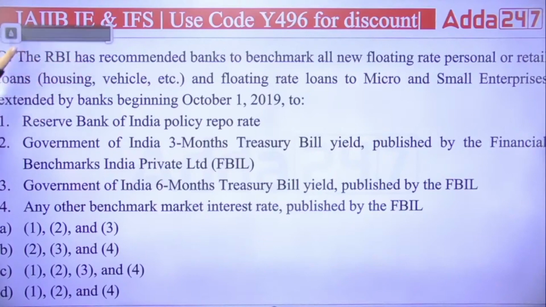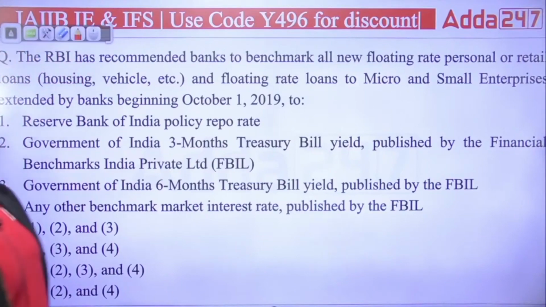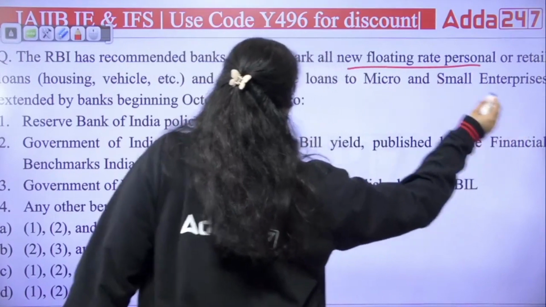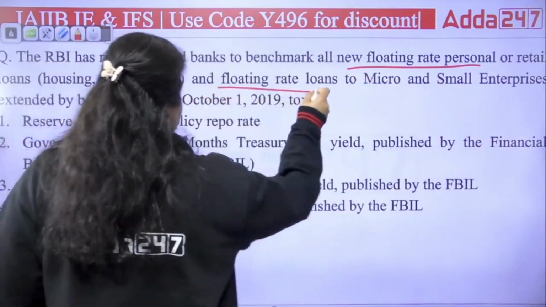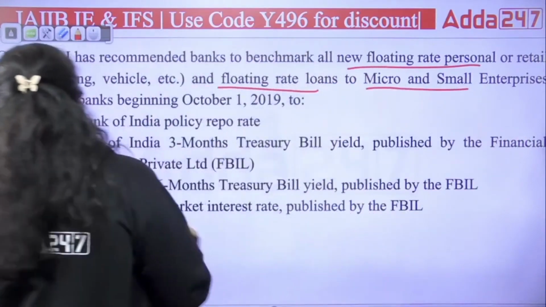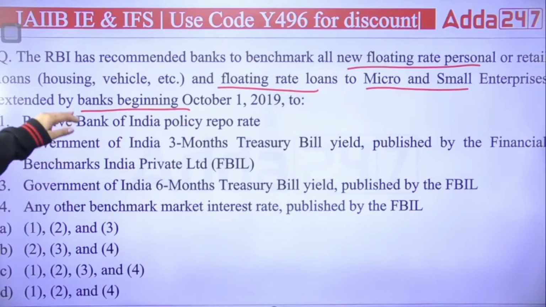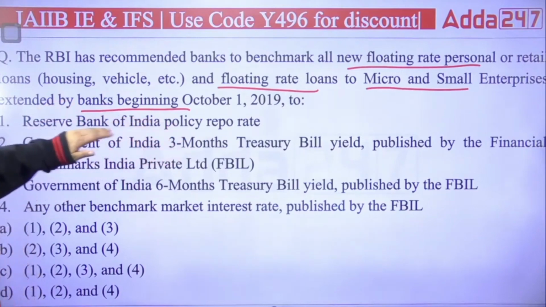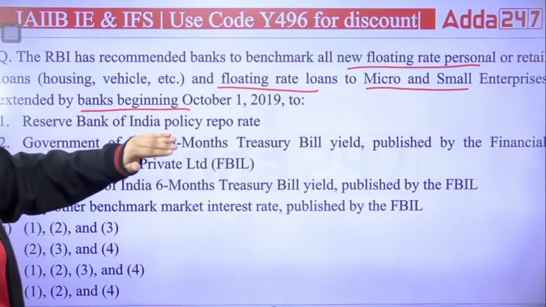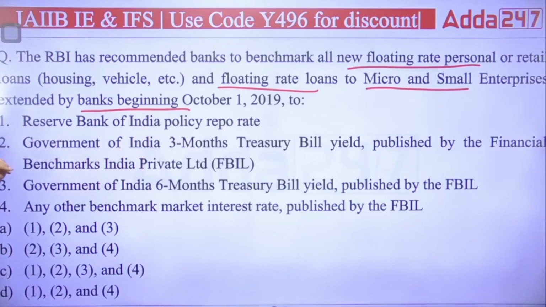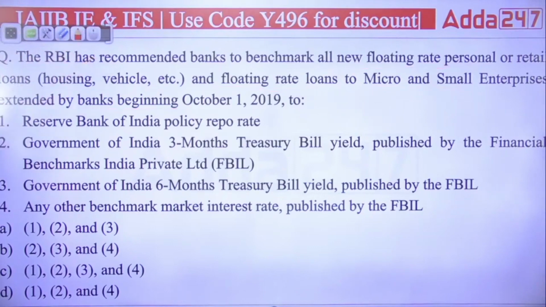Next, RBI has recommended banks to benchmark all new floating rate personal or retail loans and floating rate loans to micro and small enterprises extended by banks beginning October 1st, 2019, to the RBI policy repo rate, the Government of India 3-month Treasury bill yield published by the Financial Benchmark India Private Limited, the Government of India 6-month Treasury bill yield published by FBIL, or any other benchmark market interest rate published by FBIL. So what do you think, which of the following is correct?